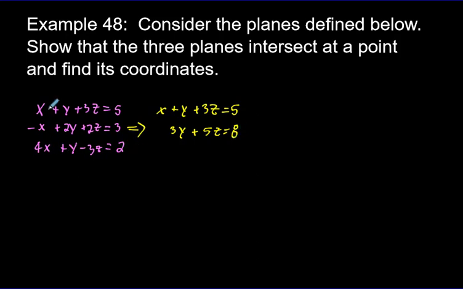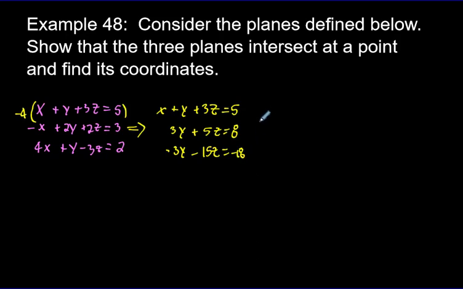Now to eliminate the x in the third equation, I'm going to have to multiply by a -4. -4 times x cancels this out. Y plus y gives me a -3y. And then -4 times 3 is -12, minus 3 is -15z, and then -4 times 5 is -20, plus 2 is -18. So that's what I have so far.